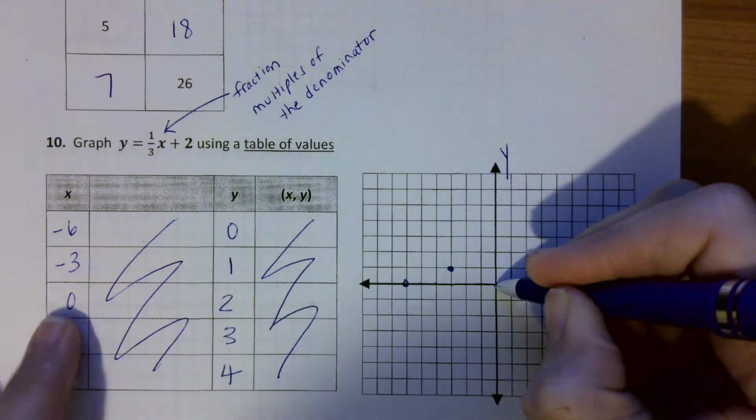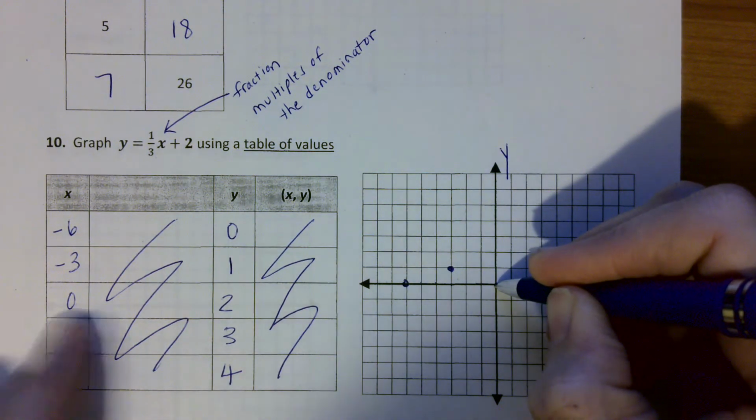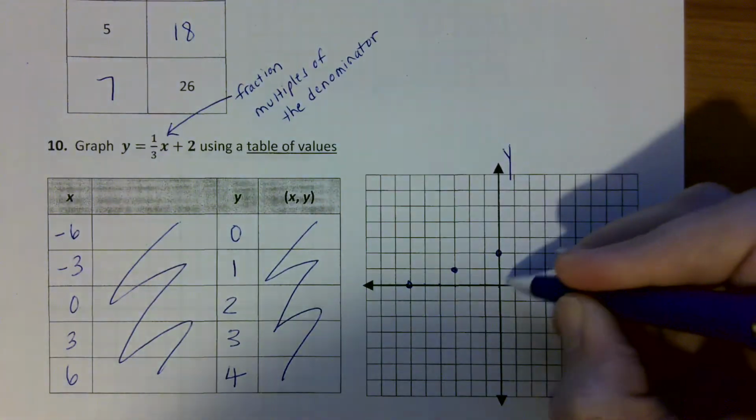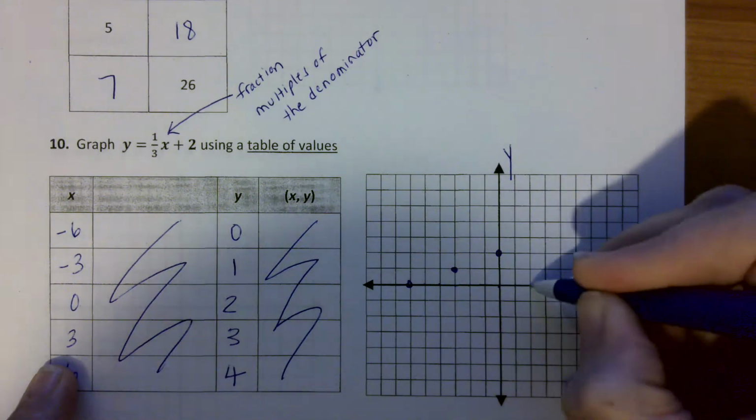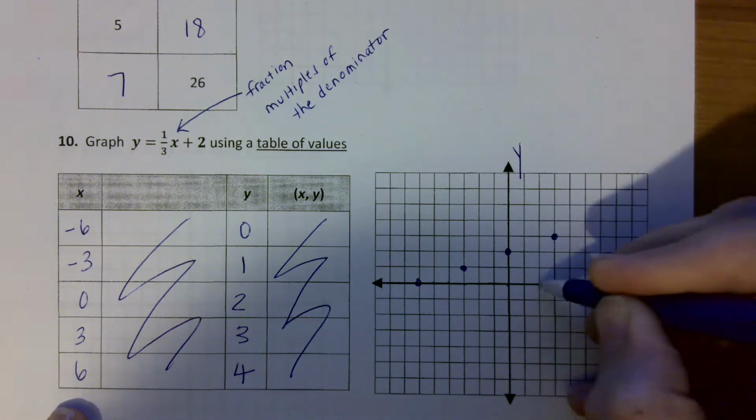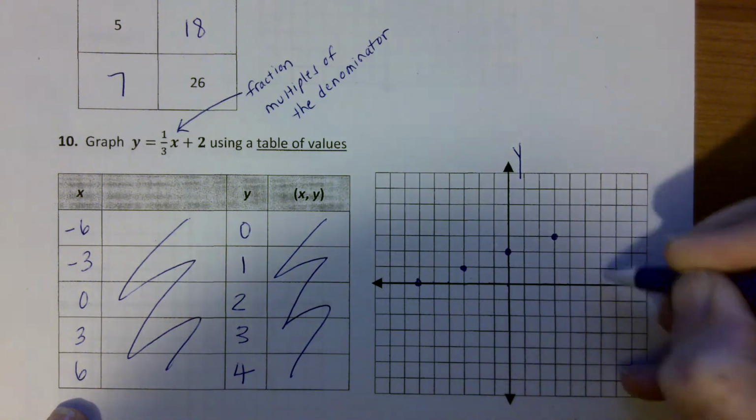Start at the origin. 0 means I do not go left or right. 2 means I go straight up 2 boxes. Start at the origin. 3 to the right and 3 up. And then start at the origin. 6 to the right and 4 up.